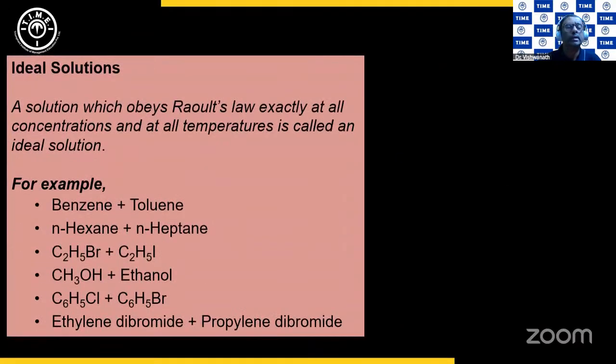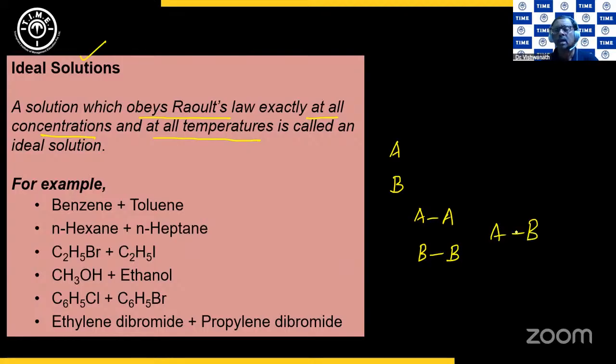Next, what are ideal solutions? Ideal solutions are the ones which obey Raoult's law at all concentrations and all temperatures. So an ideal solution, suppose you have A as a solvent and B as a solute. So if A-A interaction and B-B interaction are the same as AB interaction, then it is an ideal solution. An ideal solution has uniformity of forces. That is, the forces are all uniform.